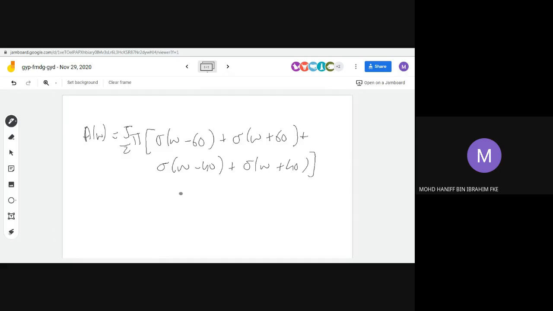Basically from here, you can have a relationship between the input and also the system response just now. If I can go back to your slide. Okay, this is the case.